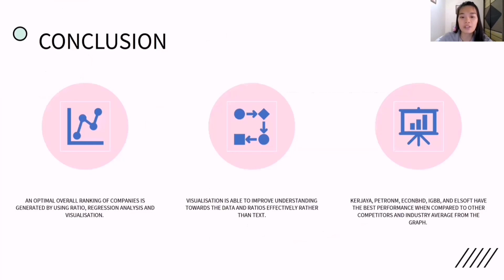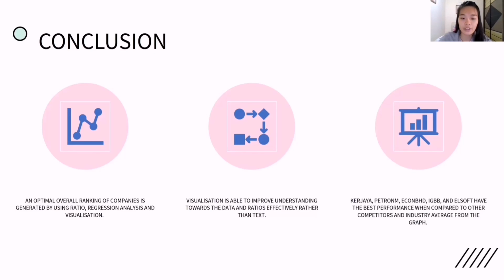All in all, the performance of the company over this 5 years period is determined by combining all the scores of each financial ratio from year 2015 until 2019. After that, an optimal overall ranking of companies is generated by using ratio, regression analysis, and visualization. From the visualization of the financial performance analysis, it shows that the companies Kerjaya, Petron, Econ Berhad, IGBB, and Alsoft have the best performance when compared to other competitors and the industry average from the group, respectively, in the construction, energy, industrial, property, and technology sectors.